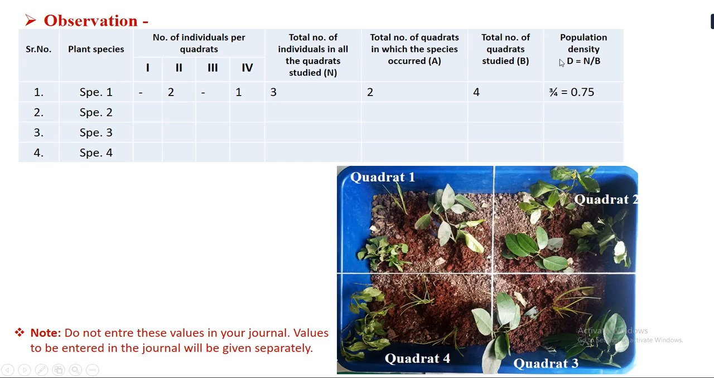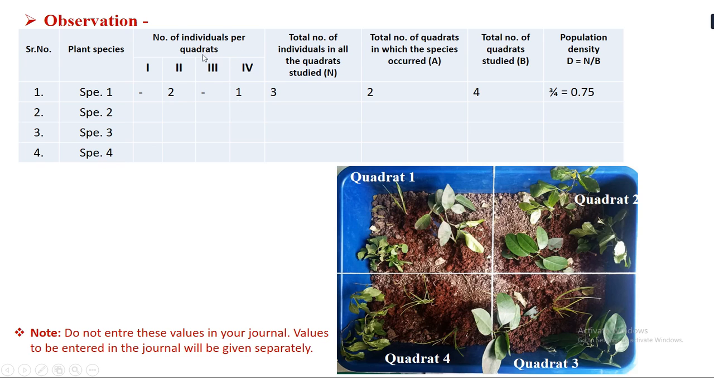Now let us see the rows and columns of this observation table. First thing is the serial number: 1, 2, 3, 4, so that we are studying 4 species of plants. And the plant species are: species number 1, that is Duranta; species number 2, which is Citrus lemon; species number 3, which is Zephyranthes; and species number 4, which is Amaranthus.